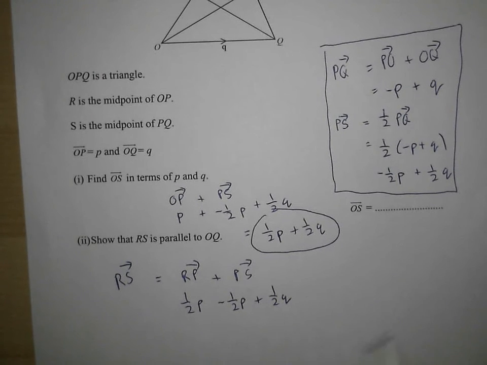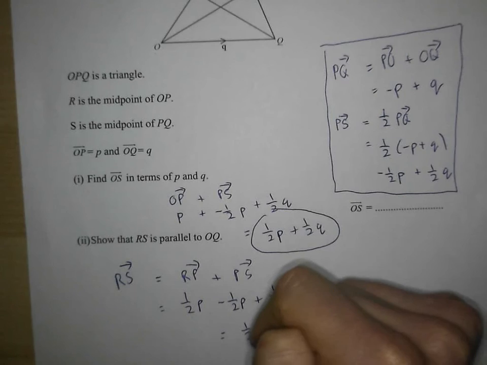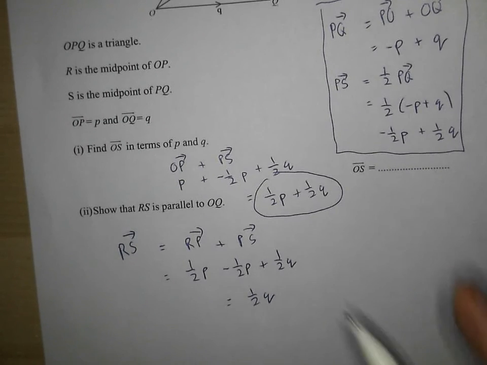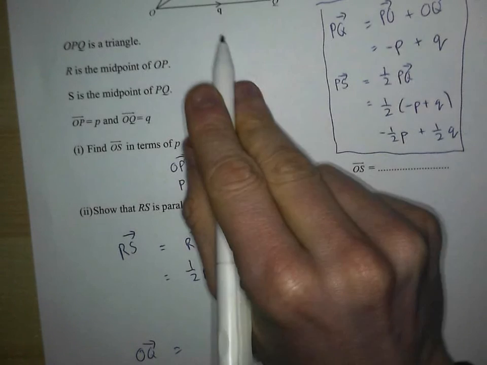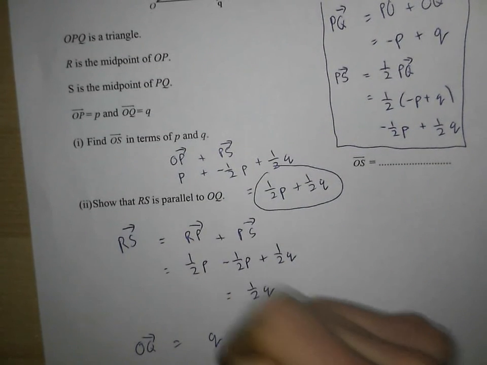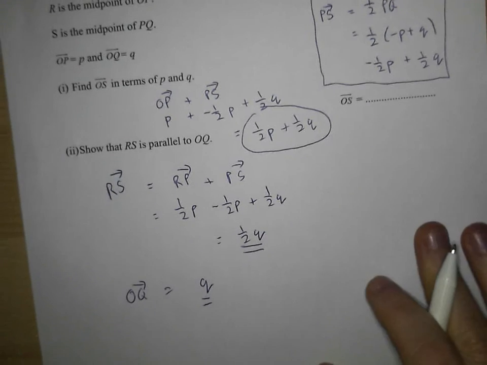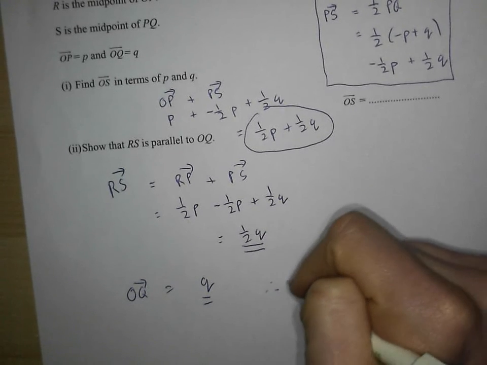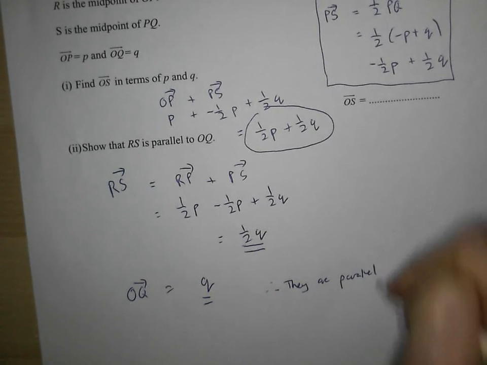Let's tidy that up. 1/2 P take off 1/2 P, gone. Just leaves me with 1/2 of Q. So that's RS. What was OQ? OQ, well, that's just Q. We know that from there. So we've got, that's 1/2 Q, that's Q. Well, we've pretty much shown the parallel there. Therefore, they are parallel. You don't really need to state much more.